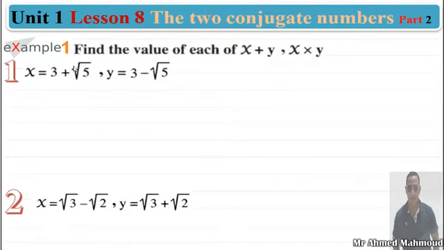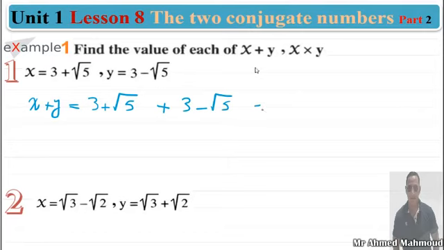In this example, find the value of each of x plus y and x times y. Number 1, we have here number x equals 3 plus root 5, and number y equals 3 minus root 5. Okay, now we find that x and y are two conjugate numbers. To find x plus y, we are going to add the two numbers: 3 plus root 5 plus 3 negative root 5.